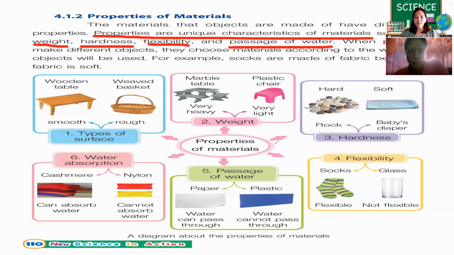So these are properties of materials. We have the example of a wooden table and a woven basket. The wooden table is smooth. The woven basket is rough. So that's one of the properties. How smooth, how rough. I think this will go with the hardness. Need to explain, teacher?